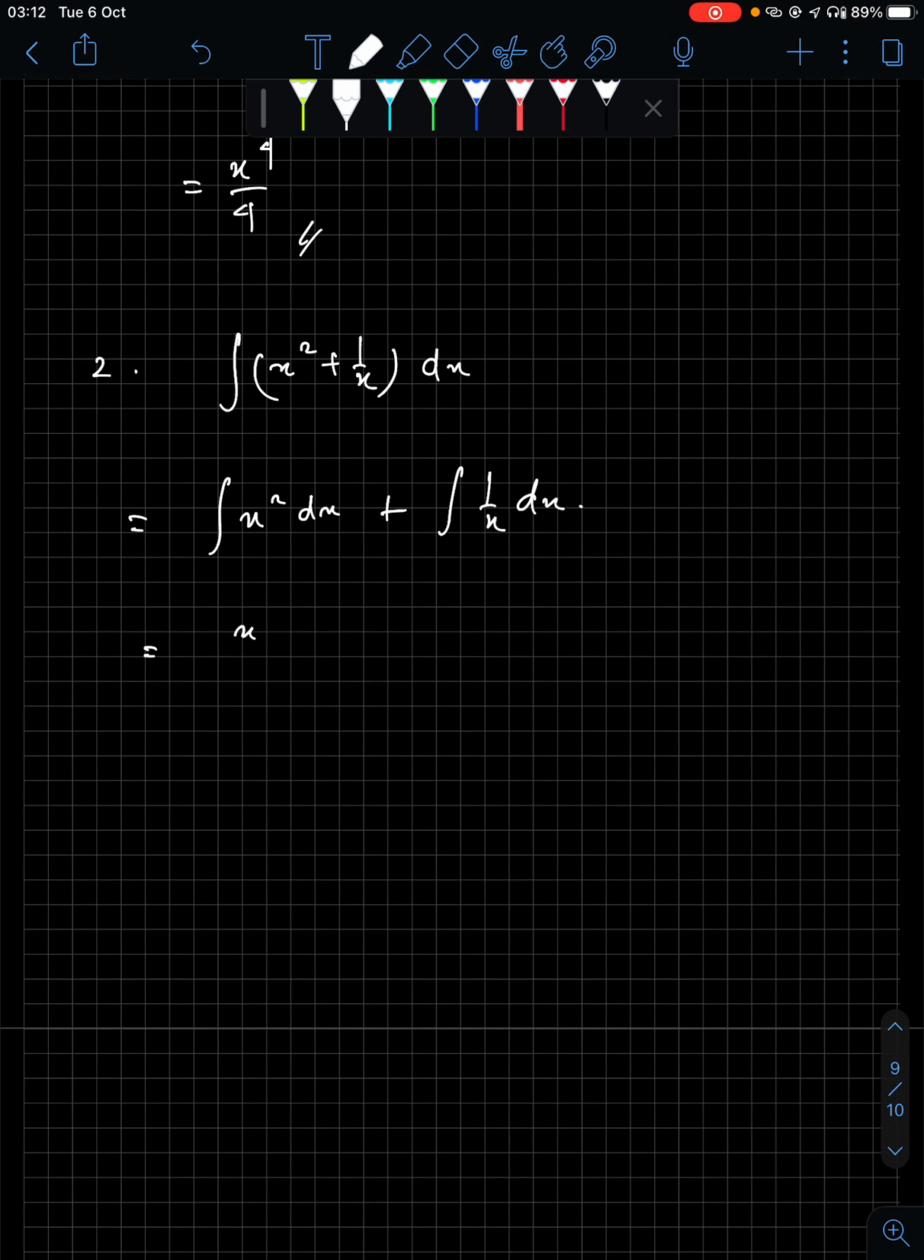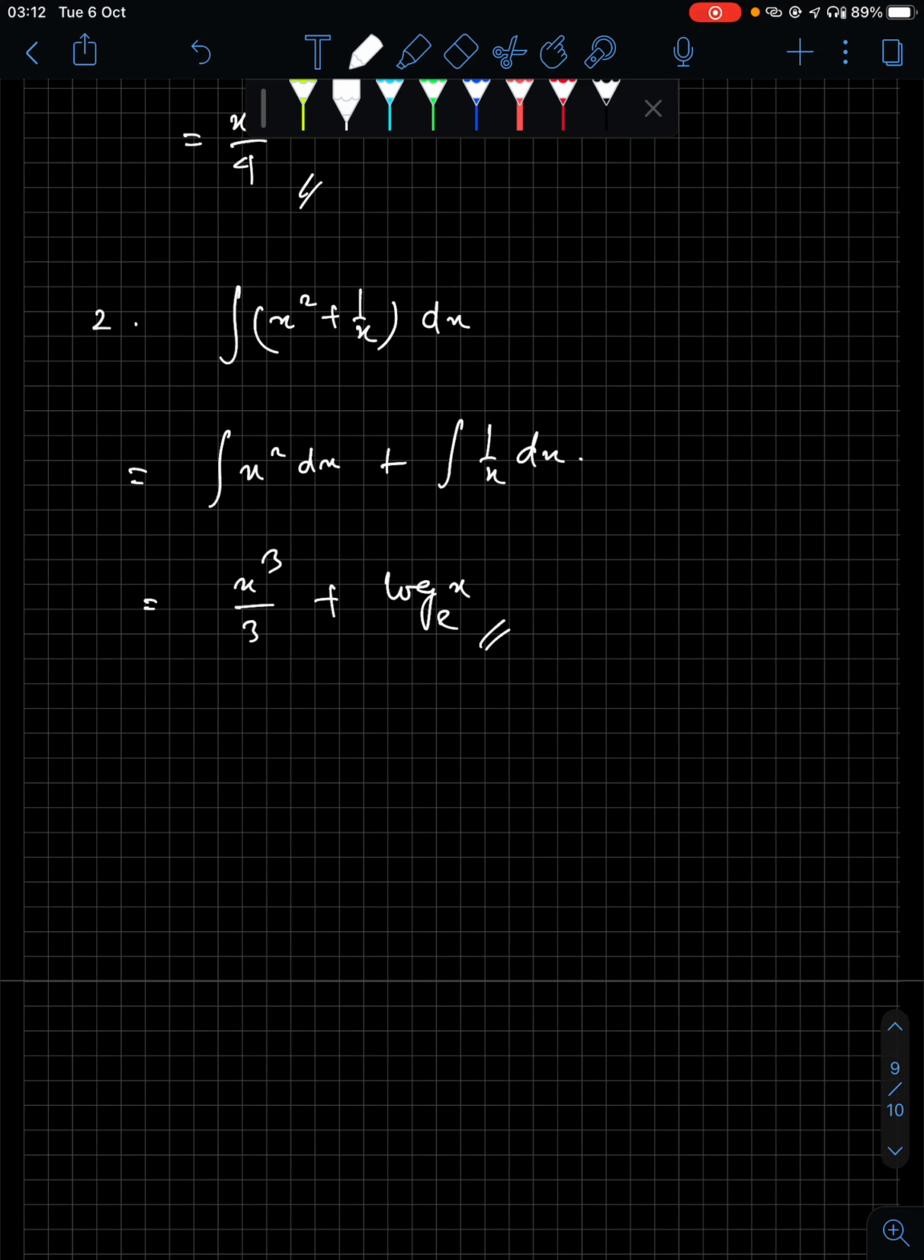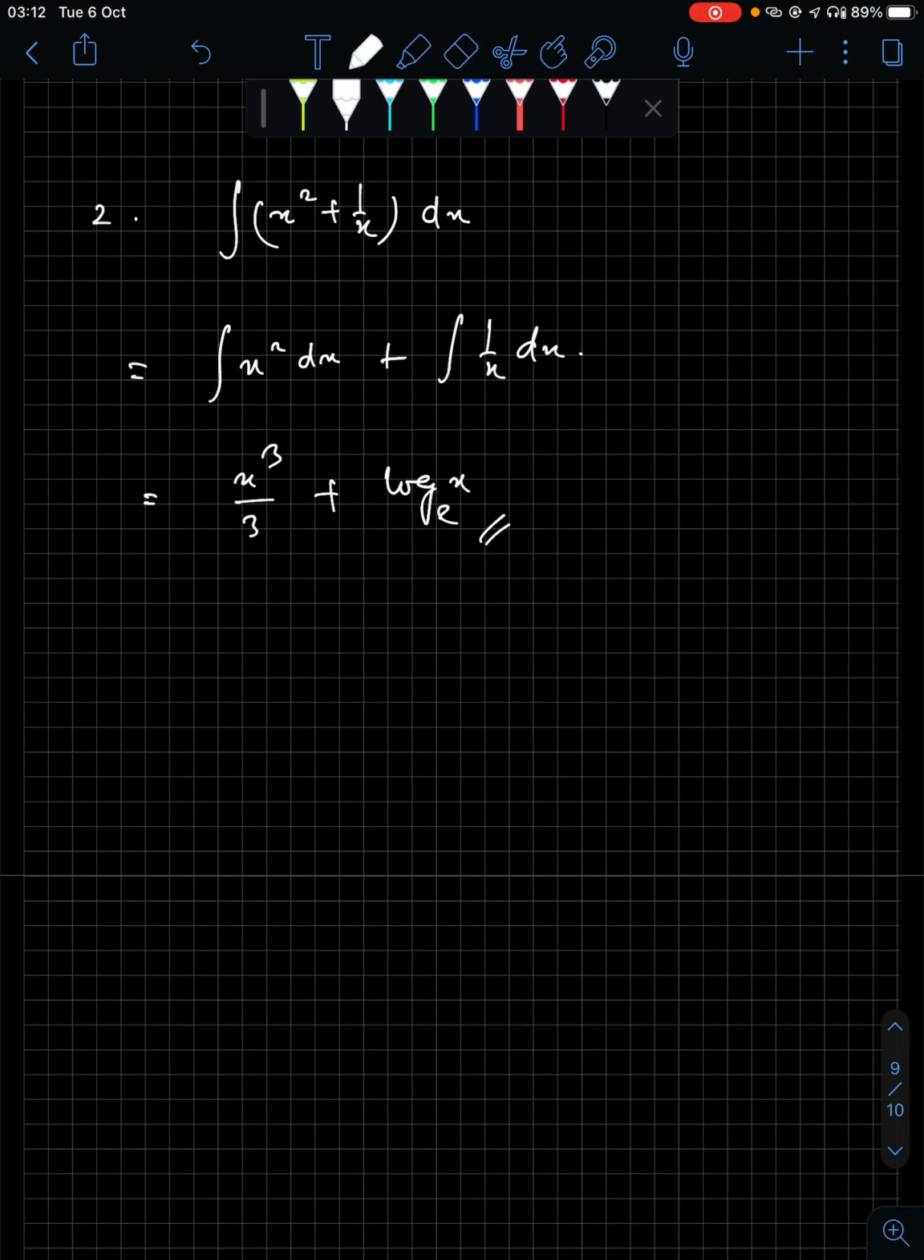So integral x squared dx will get you x cubed by 3, right? Plus integral 1 by x dx is log x. Integral 1 by x dx is log x. So this is your answer.